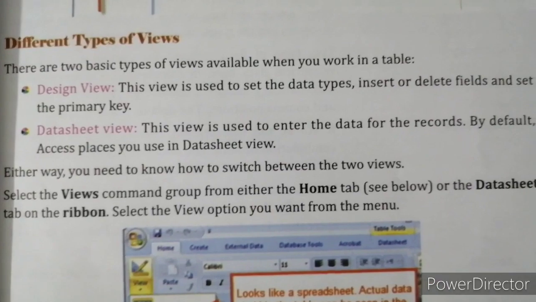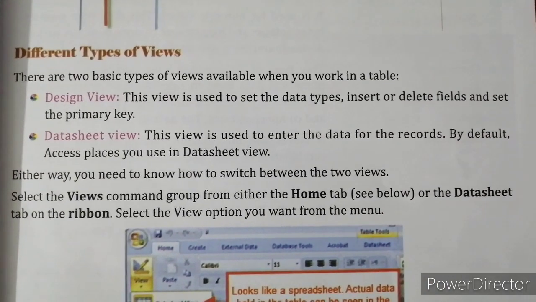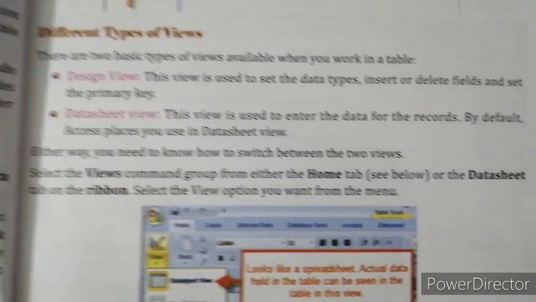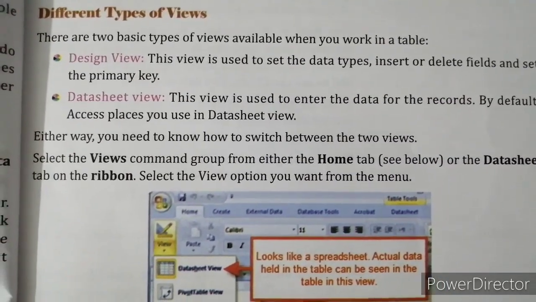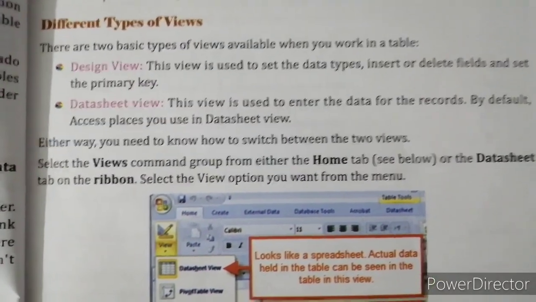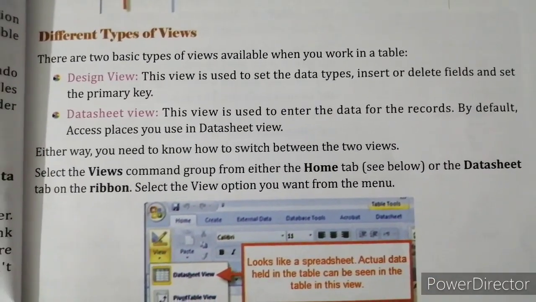Now datasheet view. This view is used to enter the data for the record. By default Access places you in datasheet view. Now select the view command group from either the Home tab or the Datasheet tab.